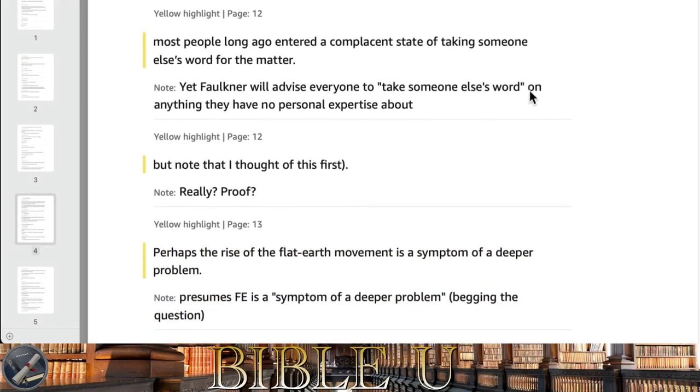And then another statement on page 12 is, most people long ago entered a complacent state of taking someone else's word for the matter.